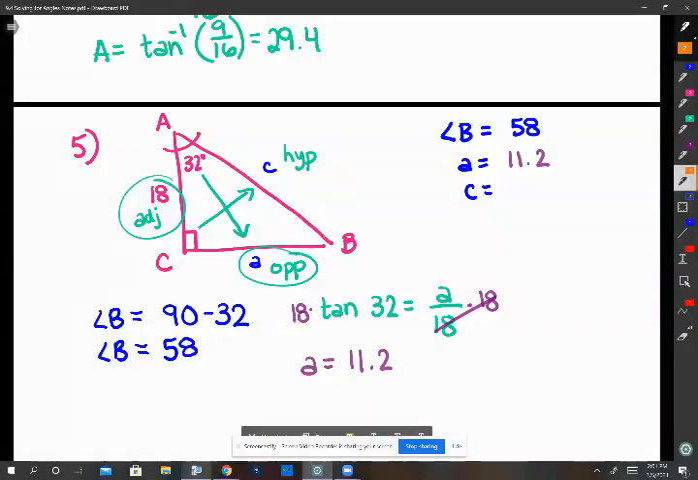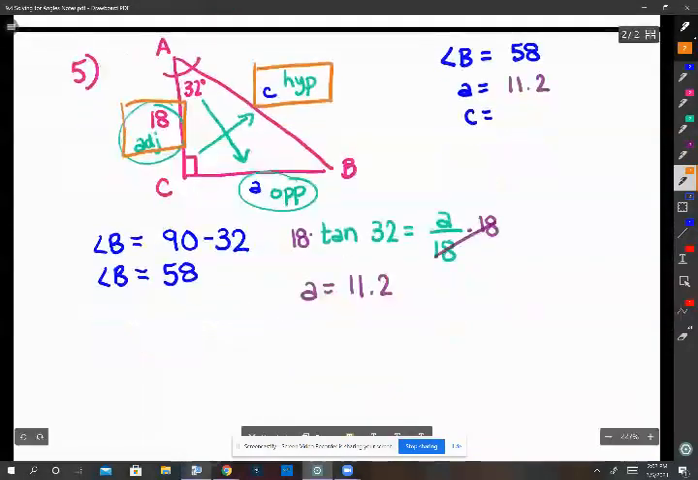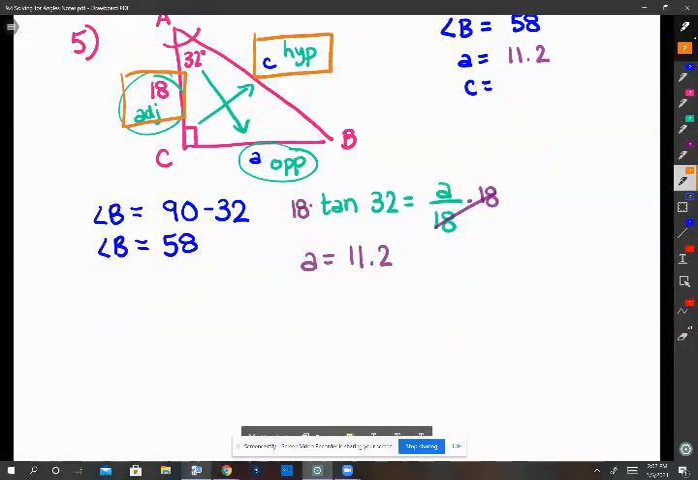Now if I want to solve for C, that's the other piece we don't know, then I want to use hypotenuse and adjacent, because I want to use what's given to me that I know is exact. 11.2 is not exact because it comes out as a decimal and we're rounding it. I like to use the exact values. With adjacent and hypotenuse, that is going to be cosine. I don't know if we can fit it there or not. We'll just do it underneath. So cosine of 32 is equal to adjacent over hypotenuse.